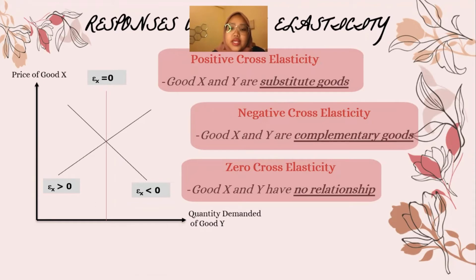Second one is negative cross-elasticity, which means goods X and Y are complementary goods. The last one is zero cross-elasticity, which means goods X and Y have no relationship.